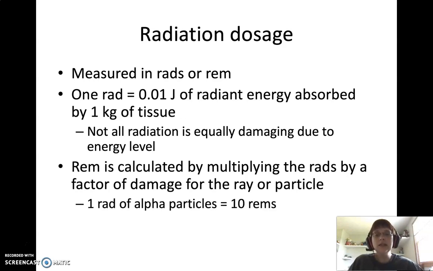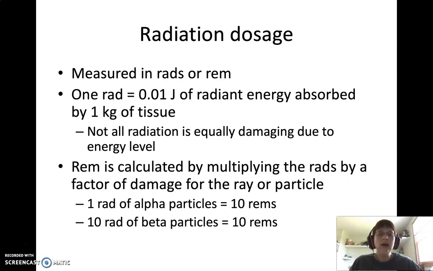So to give you an idea, 1 rad of alpha particles is equal to 10 REMs, while 10 rads of beta particles is equal to 10 REMs. So you can be exposed to more beta particles and accumulate basically the same amount of damage as if you were exposed to fewer of those alpha particles. So this is why we have the REMs. That is actually going to take into account the damage that those particles are going to do with the energy exposure as well. So that is just so that you understand what those two terms mean.